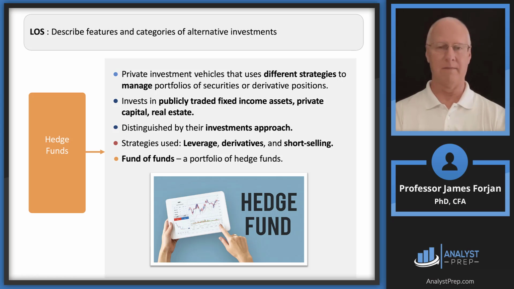And by the way, this dude, A.W. Jones, what he did in 1949 sounds pretty silly today, but back then this was revolutionary. What he did is said, you know what, I'm going to start borrowing money, and I'm going to use that to buy shares of stock, and I'm going to short sell. So that was pretty much the first hedge fund. And it has evolved, of course, expanded to include anything out there. Look, publicly traded fixed income assets, private capital, real estate, including miniature golf courses.